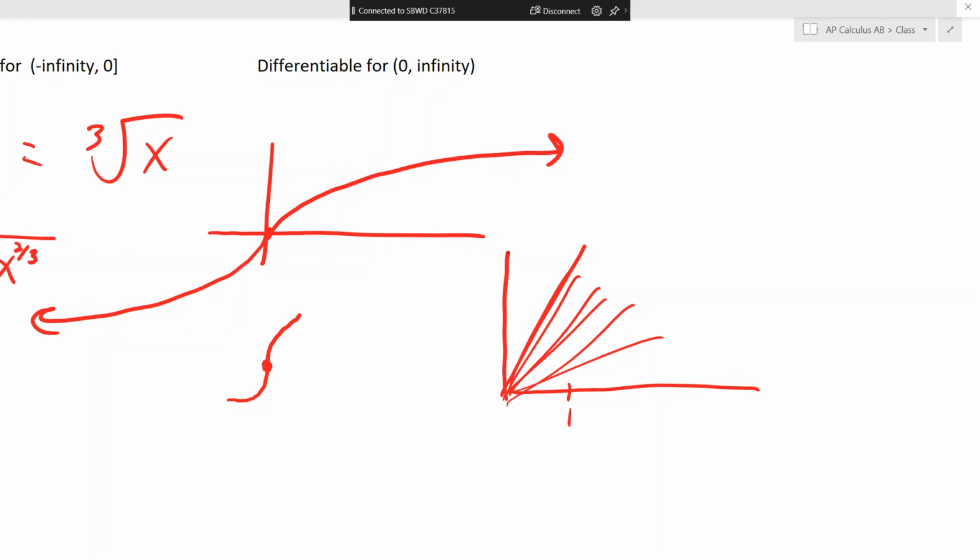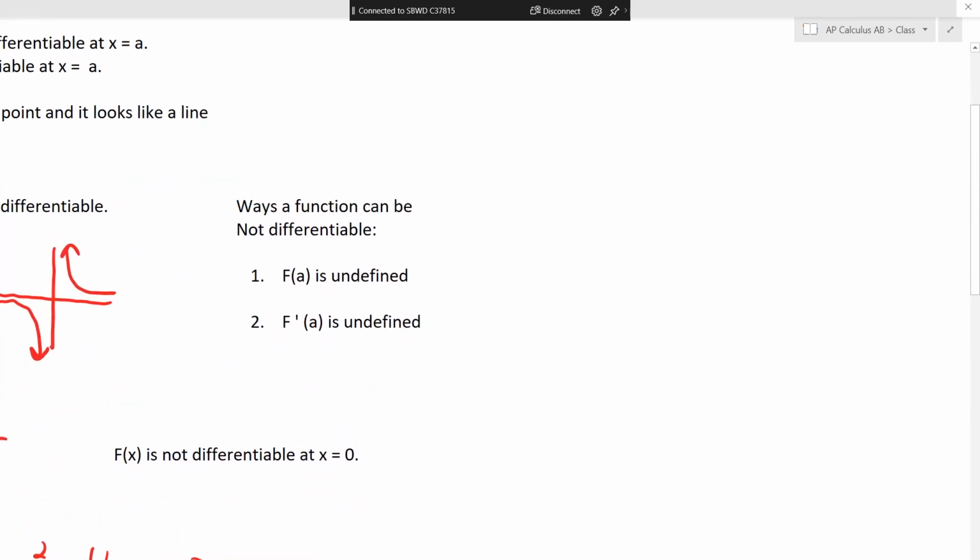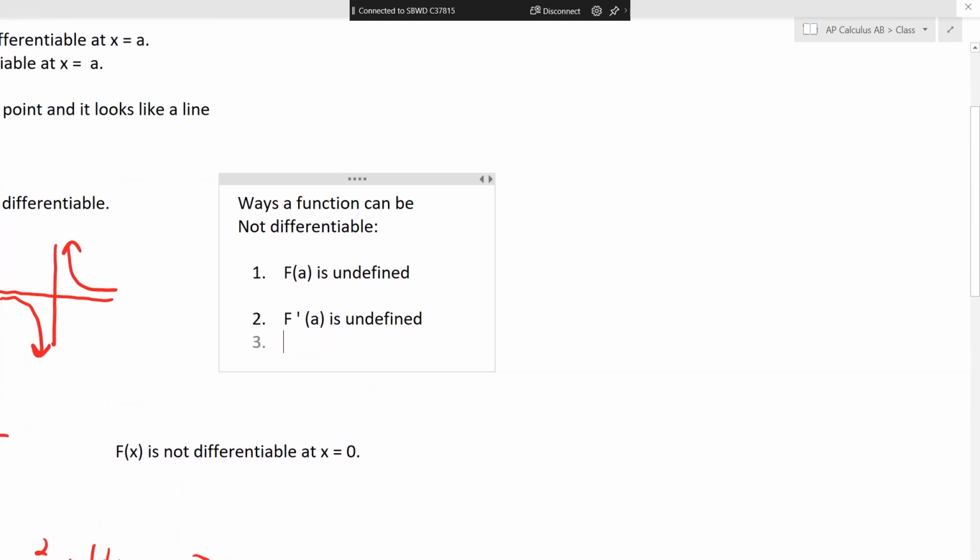Great. Good talk. So that's actually another way that a function cannot be differentiable. So let's add that to our list. 3. There could be a vertical tangent.